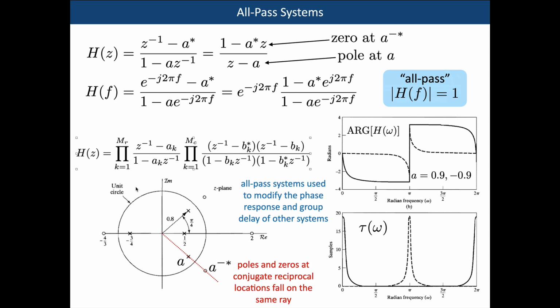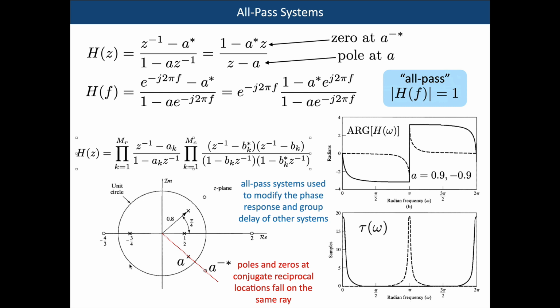So you can put a bunch of poles and zeros together and create all kinds of Allpass systems. They all have unity magnitude response. They differ in their phase responses. And so by cascading these with other systems, it allows you to compensate for non-ideal phase responses and group delays. So often they're used as compensators.